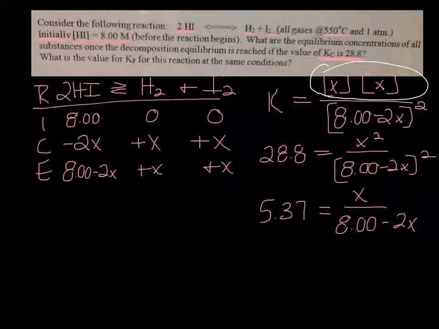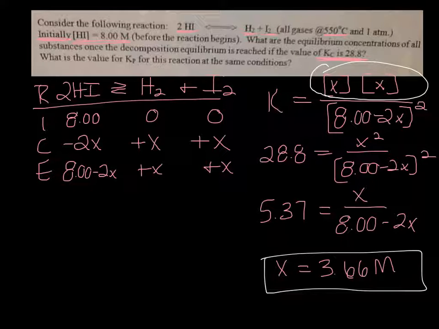Okay. So now it becomes an algebra problem. I'm not going to belabor how to do the algebra. I'm going to let you handle that. If for any reason you have a question about your algebra or get stuck, please come see me or go see your math teacher after school. If I solve for x, I end up with x equals 3.66 molar. So what does that x mean? That x means that that is the concentration of my hydrogen and iodine.